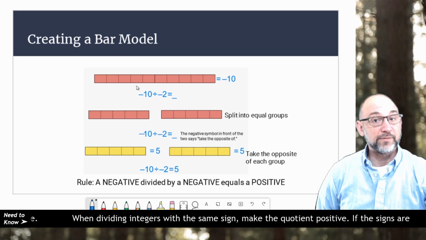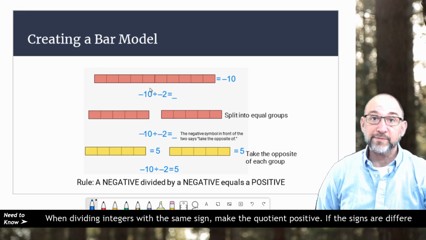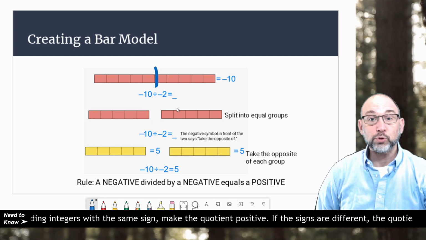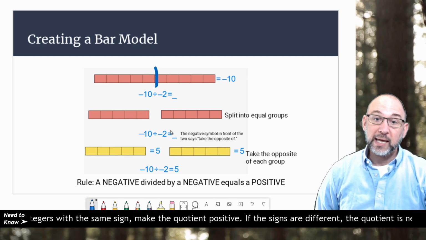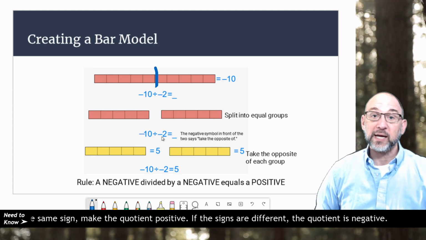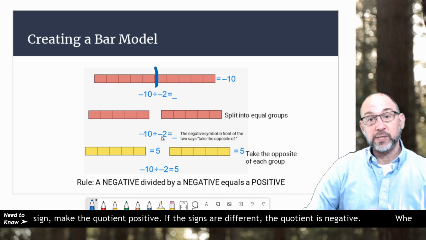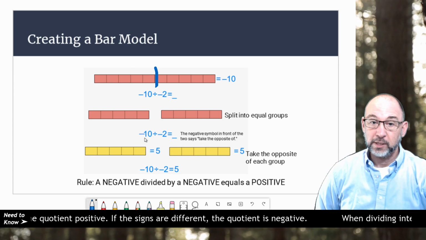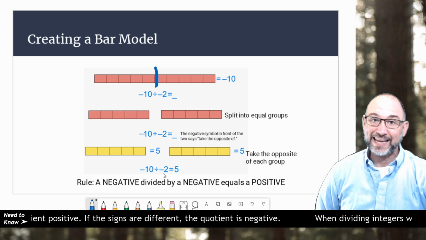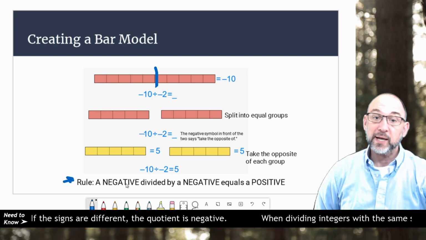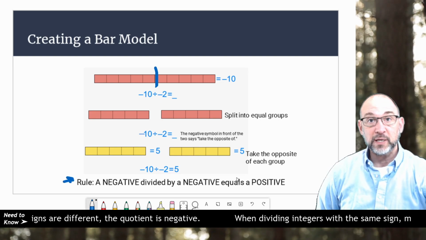And what if we have a negative divided by a negative? So here's negative 10 divided by negative 2. Again, same idea, break it into two equal groups. I get two groups of negative 5. But again, because that divisor is negative, that 2 is negative, what that means is I have to take that symbol and I've got to flip it to the opposite. And the opposite of negative is positive. So negative 10 divided by negative 2 is actually positive 5. The rule is a negative divided by a negative equals a positive.